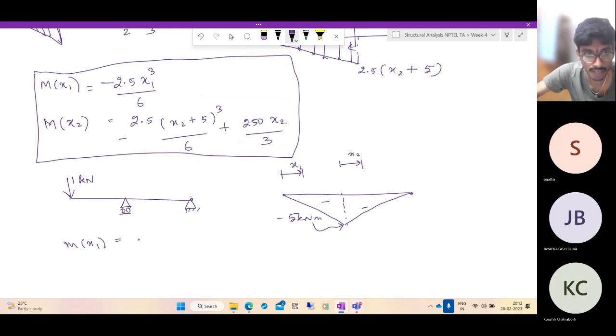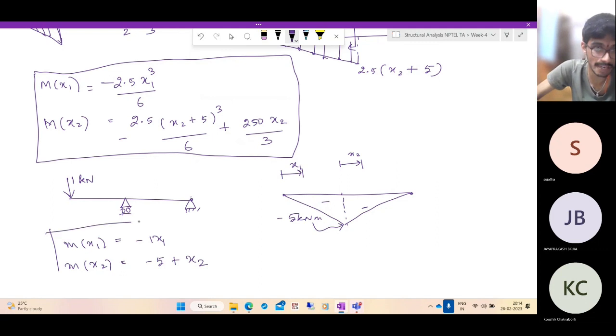So let us also write down small m of x. Small m of x1 is what? It is minus 1 x. At 5 meters, it is 5 kilonewton meters. What is m of x2? It is minus 5 plus x2. If you take x2 equal to 0, you get minus 5. And when you take x2 equal to 5, you get 0. So this is the virtual bending moment diagram.